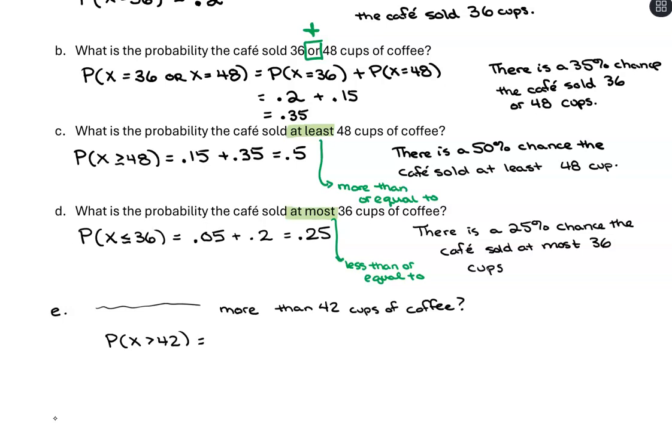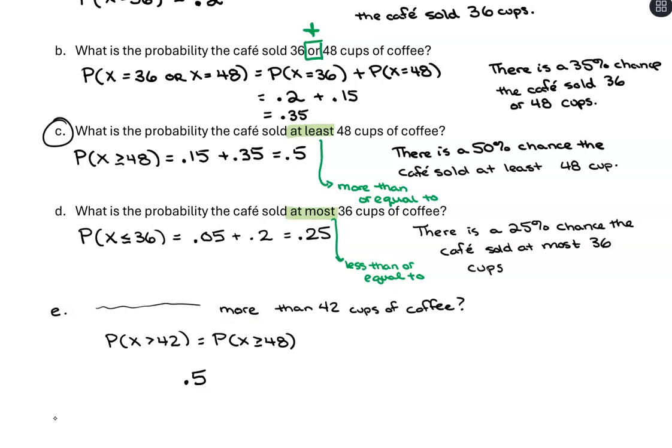But notice that this is the same exact calculation that we did for part C. So this is actually going to be the same thing as finding P of X more than or equal to 48. So it'll be the same process and we'll get 0.5. But with that phrasing of more than or less than, where it's not equal to, we just use more than or less than, and you basically just don't include the number that they're telling you about because we're not equal to that value.